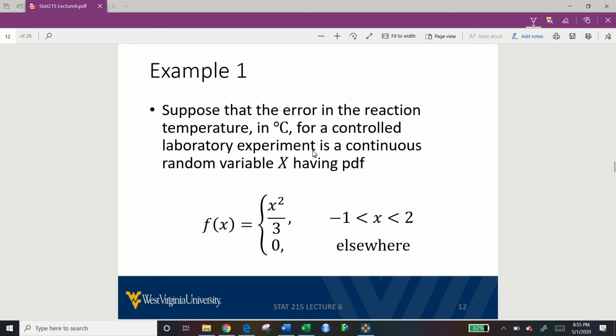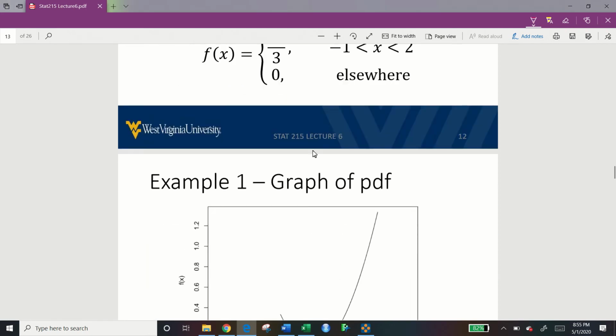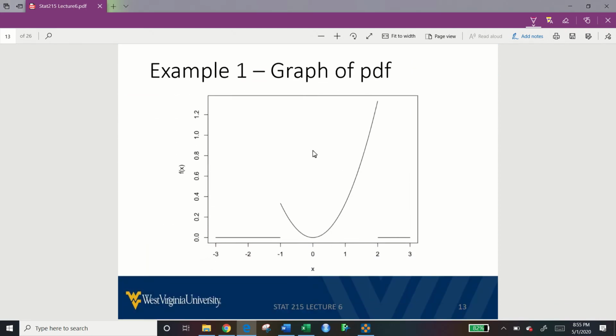Example 1. Suppose that the error in the reaction temperature in degrees Celsius for a controlled laboratory experiment is a continuous random variable x having PDF f of x equal to x squared over 3 when -1 less than x less than 2, and 0 otherwise. Using our PDF, we can make a graph. Notice when we are outside our bounds, our graph is at 0. Otherwise, we have a nice graph of x squared over 3 from -1 to 2.